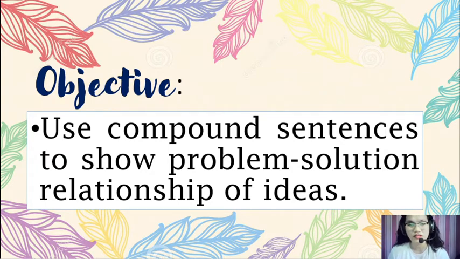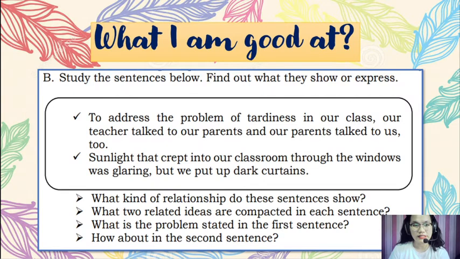So now let's move on to our first game. What am I good at? The first thing that we are going to do is study the sentences that were given, and find out what things they show or express. The first sentence is, to address the problem of tardiness in our class, our teacher talked to our parents and our parents talked to us too.